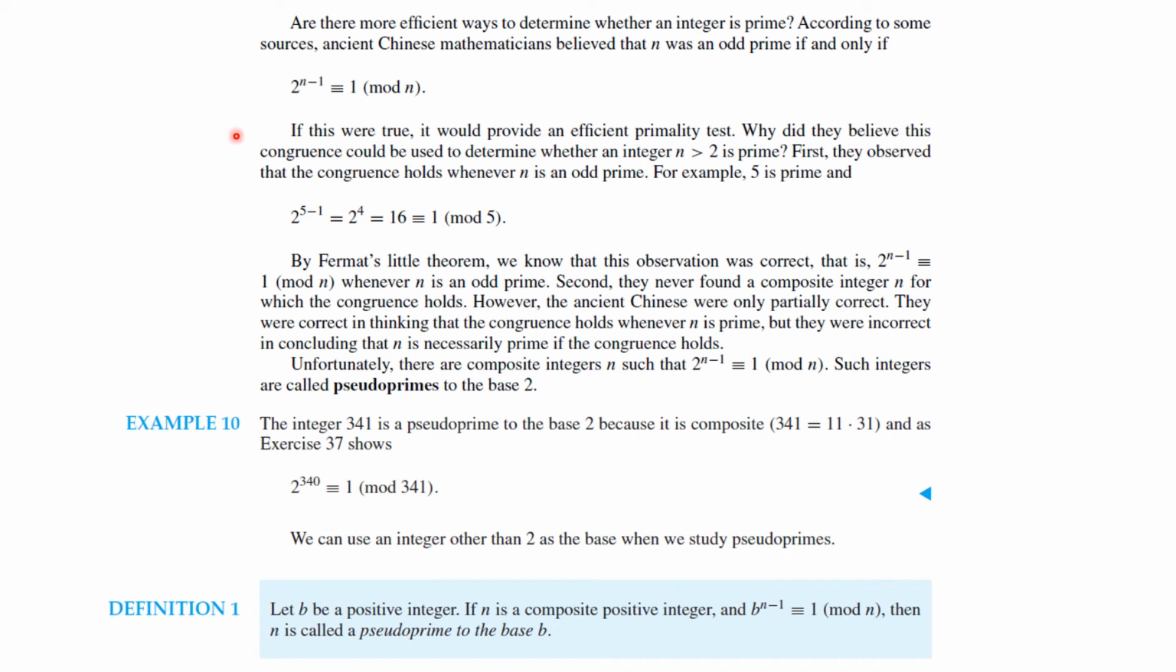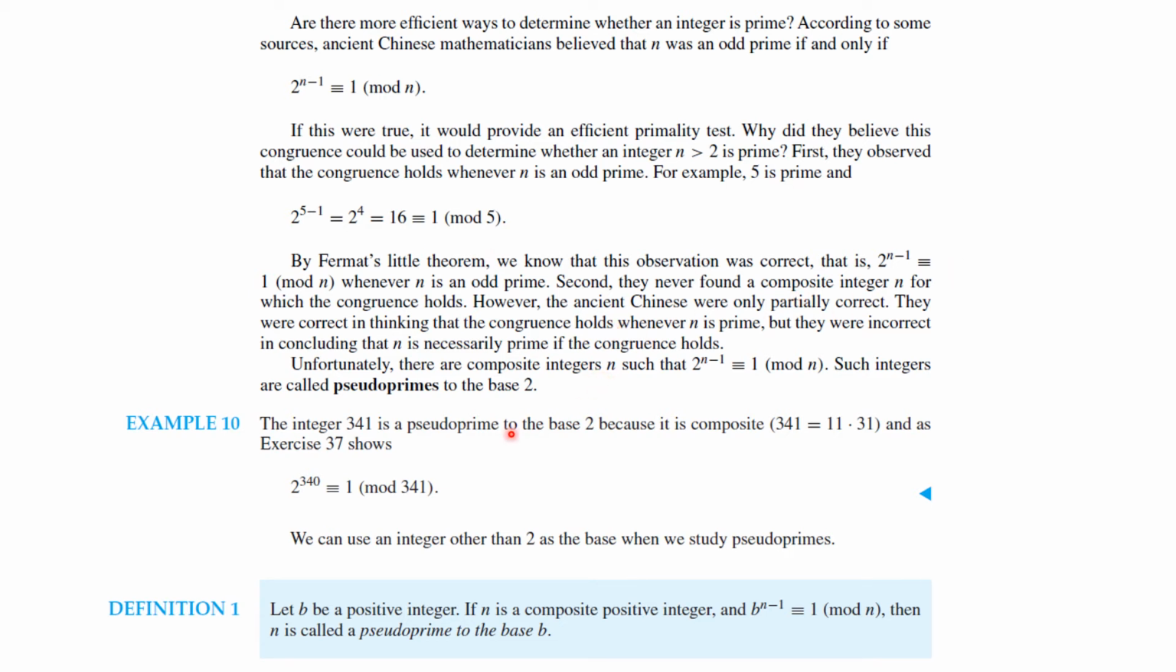Now, a little bit of historical background. Some Chinese mathematicians long ago believed, and again, they're being given credit for these discoveries, that n was an odd prime if and only if 2 to the n minus 1 is congruent to 1 mod n. If this were true, we'd have an efficient primality test, but they believed that this was true not only when n was prime, but for any number. And it certainly is true for an odd prime, because 2 to the 5 minus 1 is congruent to 1 mod 5. So we know this is correct.